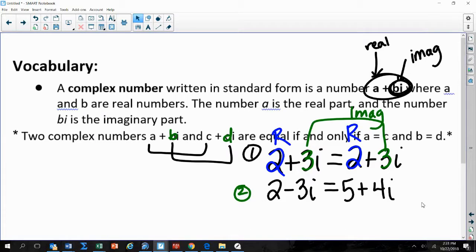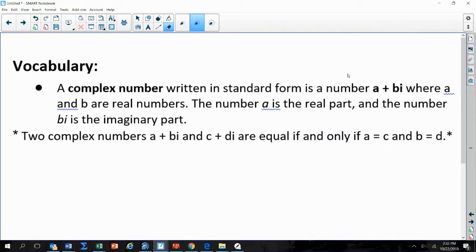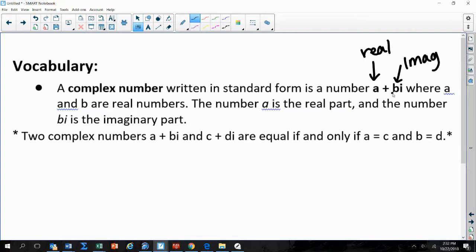Okay, so you have a real part and you have an imaginary part. The real part is going to be your A value, and then the imaginary part is going to be your Bi. So this is your real part, and this is your imaginary part. And I know it's imaginary because it's got an i in it.